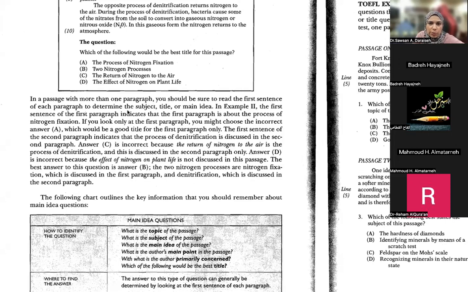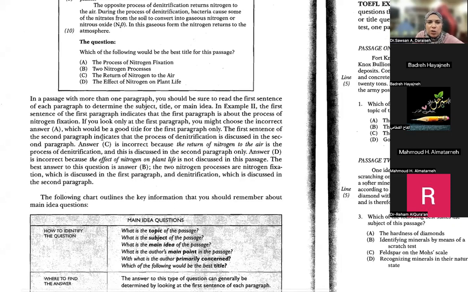the first sentence of the first paragraph indicates that the first paragraph is about the process of nitrogen fixation. If you only read that, you would think it's just about this. If you look only at the first paragraph, you might choose the incorrect answer, which is A, like Dr. Badriya just said. She thought it was this first. But when she read the second paragraph, she changed her mind. A would be a good title for the first paragraph only.